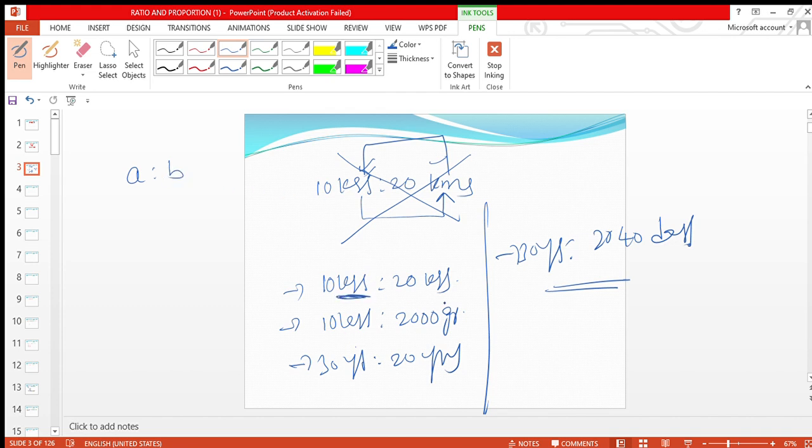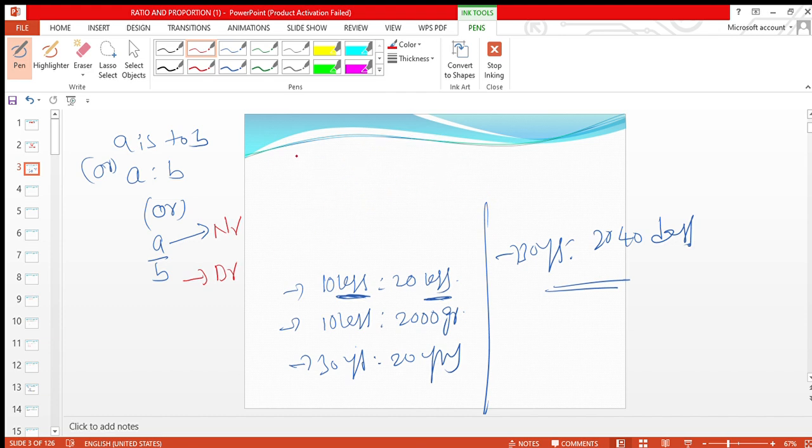So the ratio of two quantities A and B in the same units is the fraction of one quantity to the other quantity. Simply we can say comparison of two elements or two objects, right? So A ratio B, A is to B or A by B. Here A is called the numerator, B is called the denominator. Here we know very well, right?